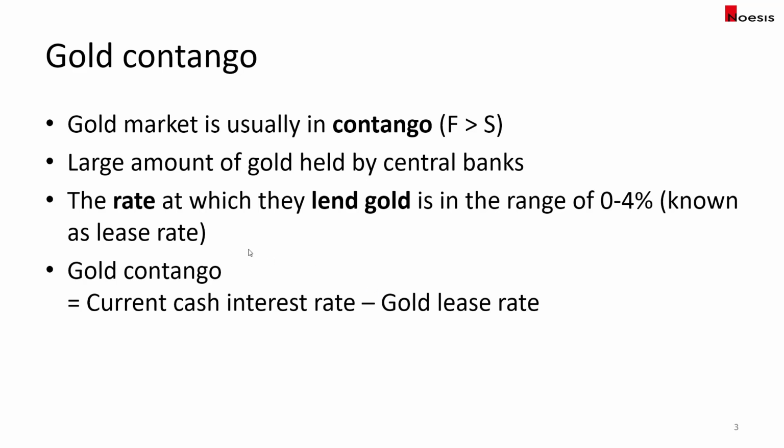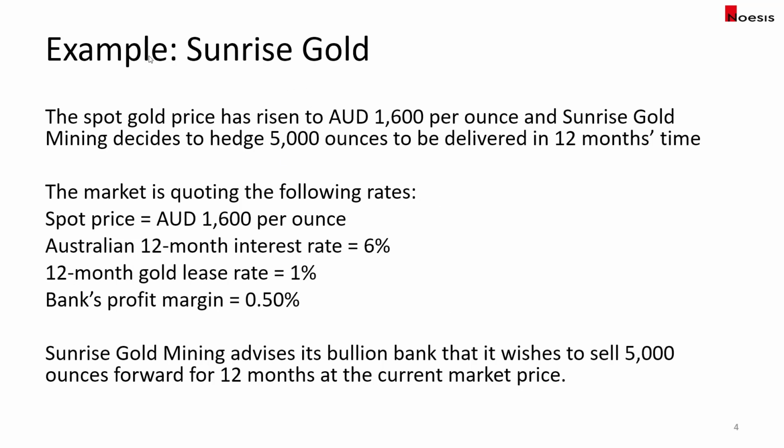Now let's see how it works. Let's take the example of Sunrise Gold, which is a gold mining company in Australia, and the spot gold price has risen to 1,600 Aussie dollars per ounce, and Sunrise Gold Mining decides to hedge 5,000 ounces to be delivered in 12 months' time.